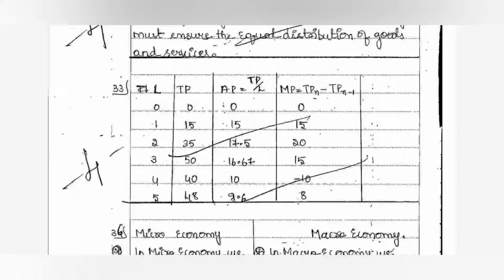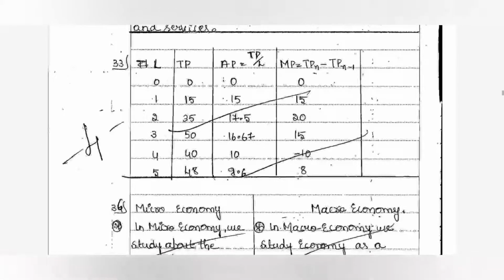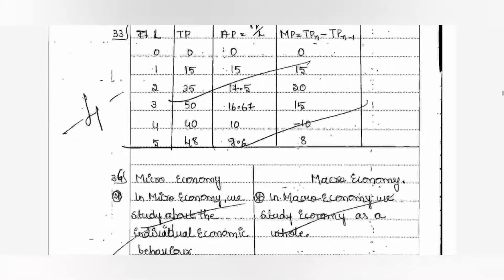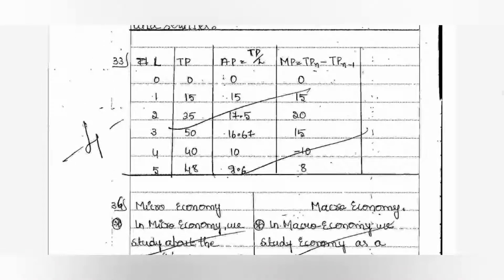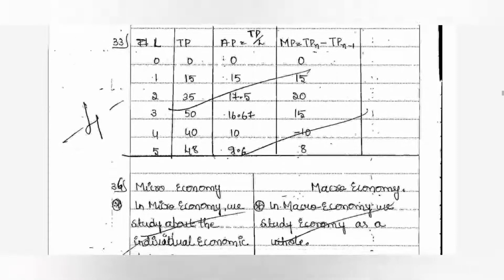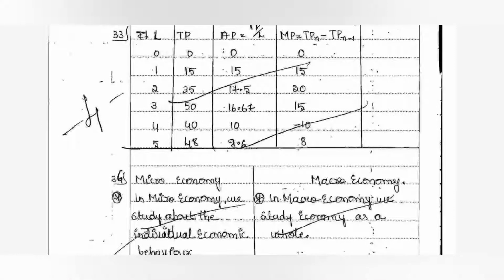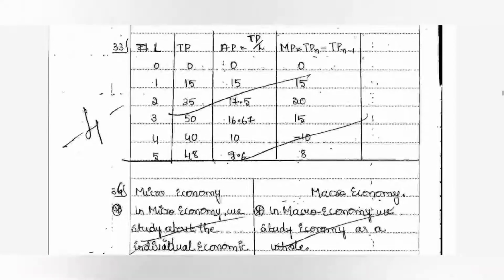So by that, as you can see, TP divided by L: 0 means 0, 15 divided by 1 will be 15, 35 divided by 2 will be 17.5, 50 divided by 3 will be 16.67, 40 divided by 4 will be 10, 48 divided by 5 will be 9.6.